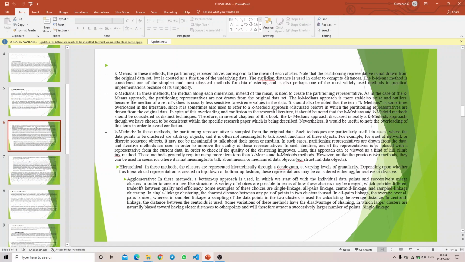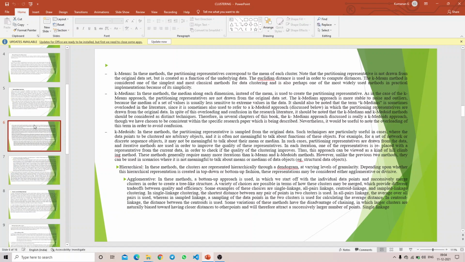in which the partitioning representatives are drawn from the original data. In spite of this overloading and confusion in the research literature, it should be noted that the k-medians and k-medoids methods should be considered as distinct techniques. Therefore, in several cases, the median approach discussed is really a k-medoids approach, though we have chosen to be consistent within this specific research space which we are describing. Nevertheless, it would be useful to note the overloading of this term in order to avoid confusion.